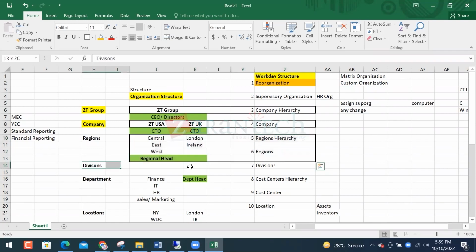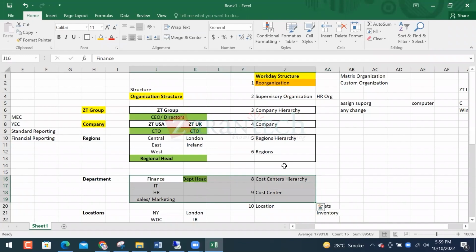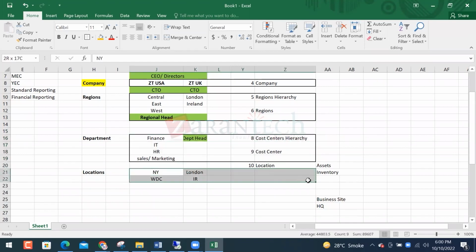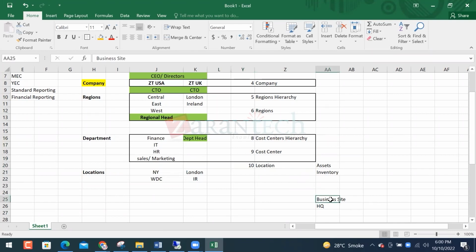Then division, we have it. If there is no division within your business, you don't need to define it, just relate it. Then cost center is equal to department in the financial part. So we can say that it is equal to this one. And finally, locations are there. This is the location that we can define, either a business site, an office site, or an asset, and then we map it accordingly as per our business needs.